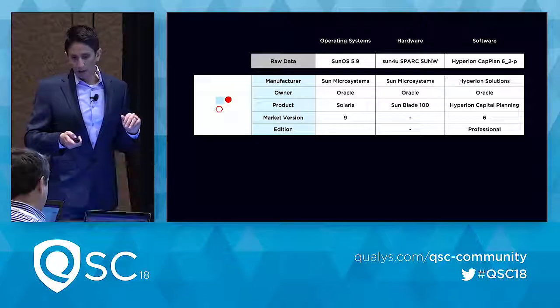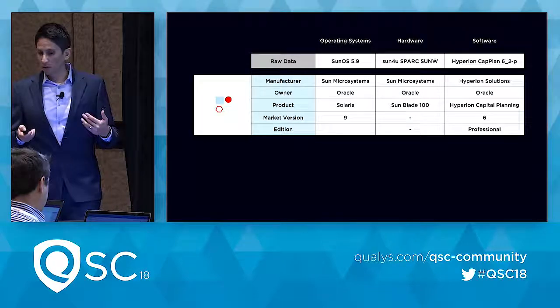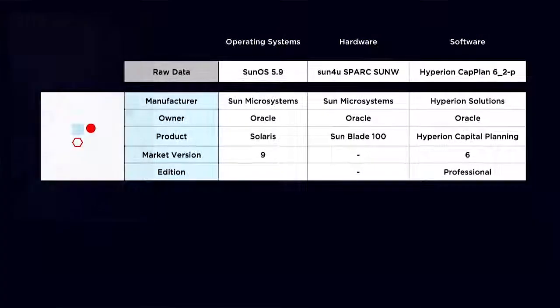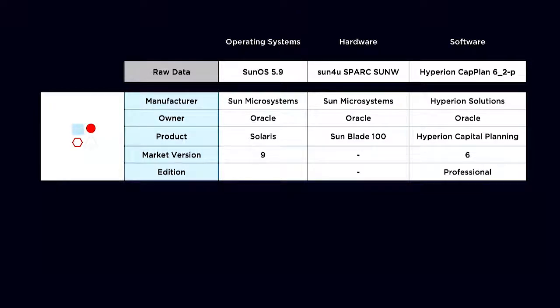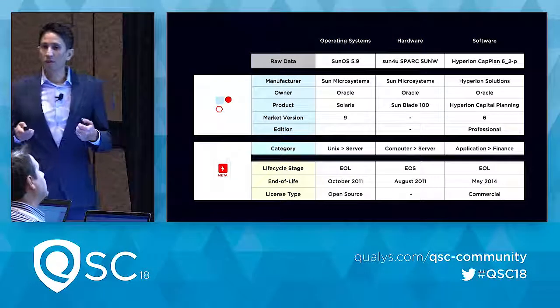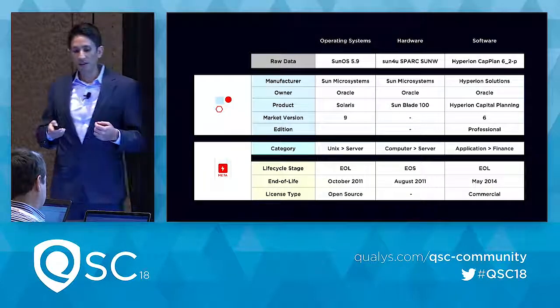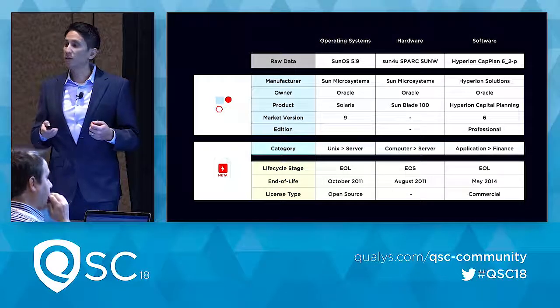So as you can see, operating system, hardware, so for example, now you can really understand Hyperion Solutions, Oracle, Hyperion Capital Planning, market version 6, professional, okay? And then we add this level of metadata I was referring to. So we add this functional, two-level functional taxonomy for every hardware, operating system and software. So you can say, show me my server operating system, or show me my servers, or show me my finance applications, okay?